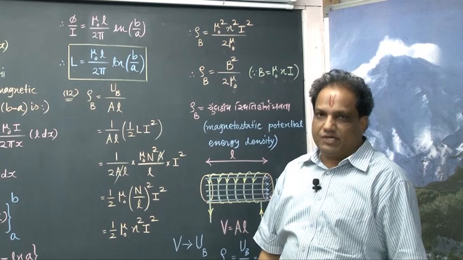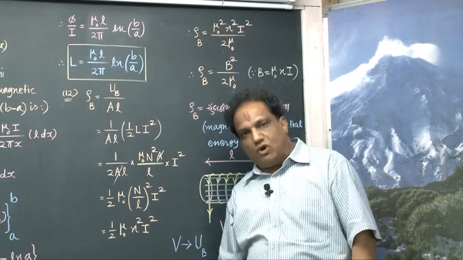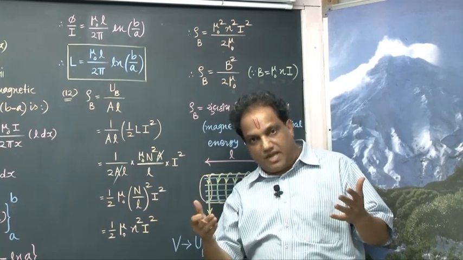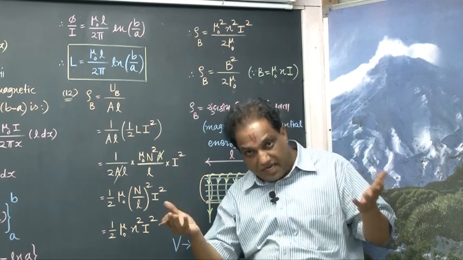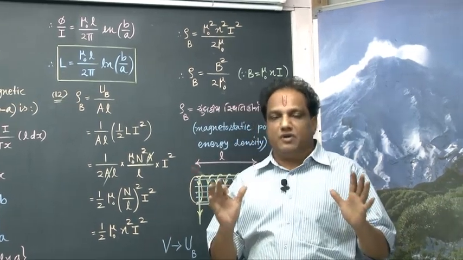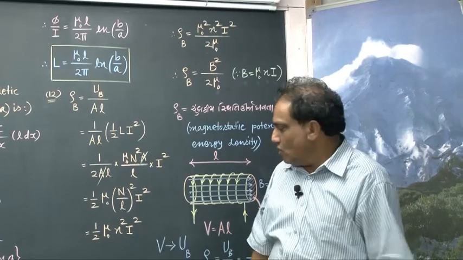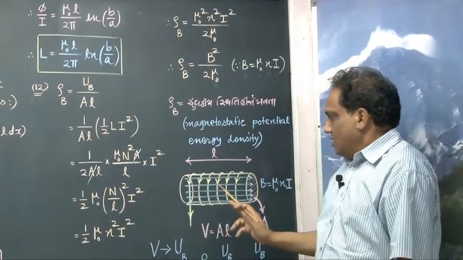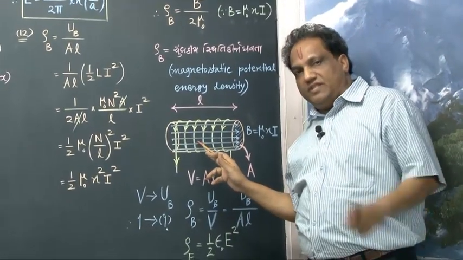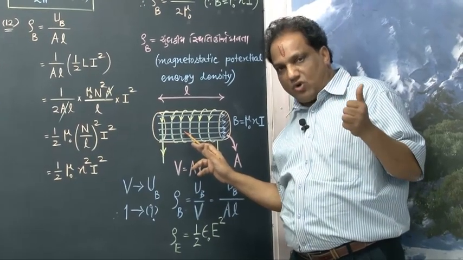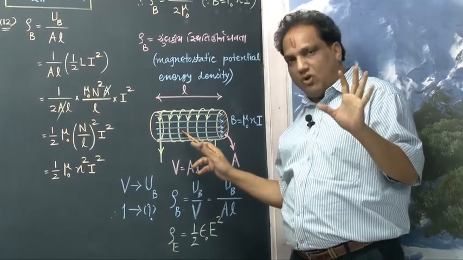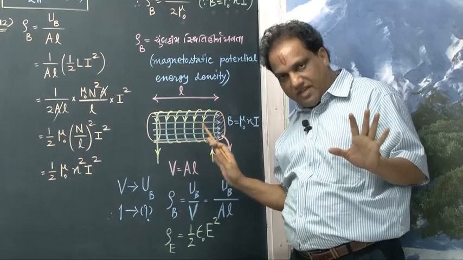Come on, read it. What have they talked about? Magnetostatic potential energy density. First of all, try to understand what this is. Look, you are not supposed to draw this figure in the examination. In the textbook they have not drawn any figure. Just for your knowledge and explanation, I have drawn this figure here.